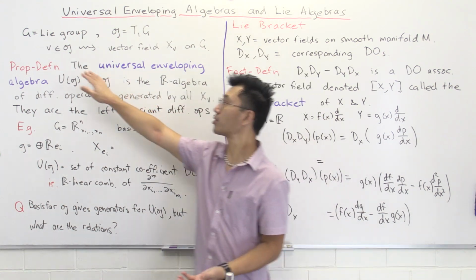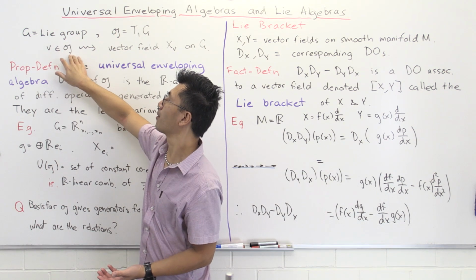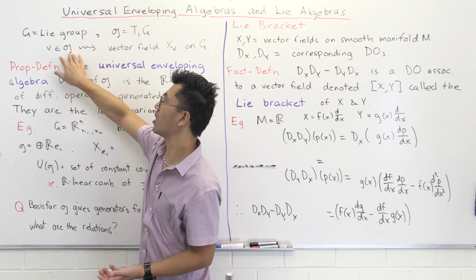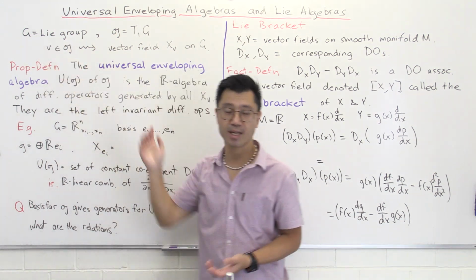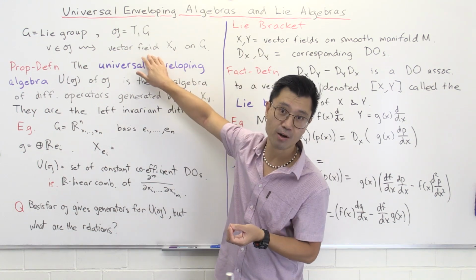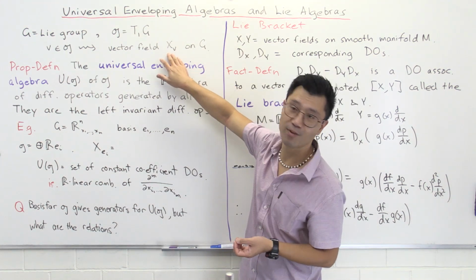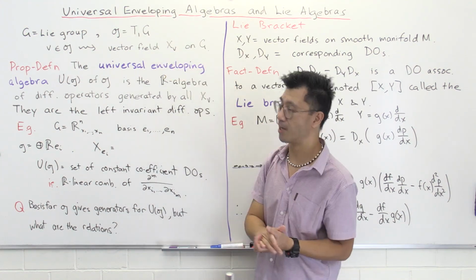So remember, we looked at this tangent space here, Gothic G, and for every vector inside here, we saw that you could smear this out to give you a left invariant vector field on the whole of G. And I'll denote that left invariant vector field with X subscript V.